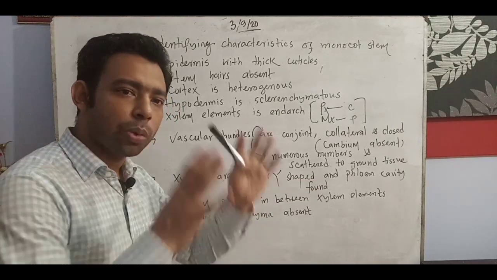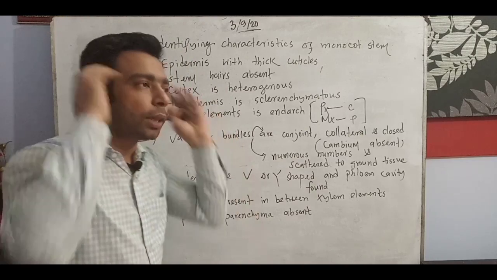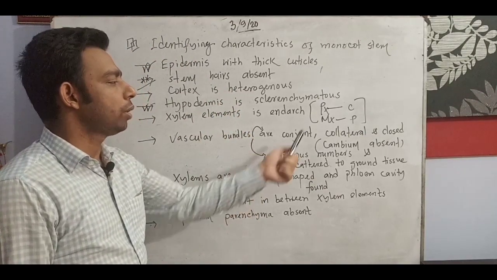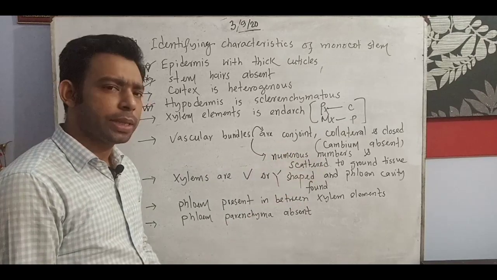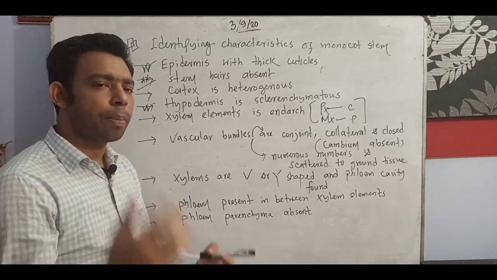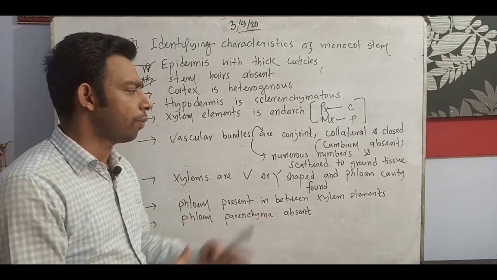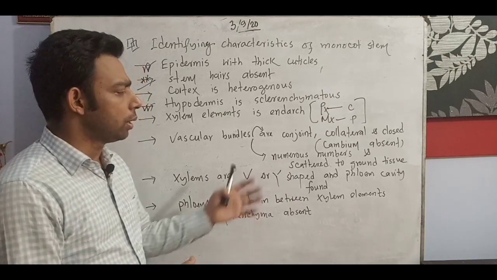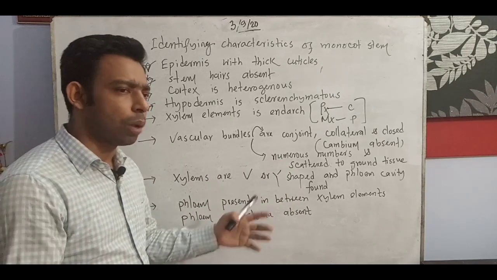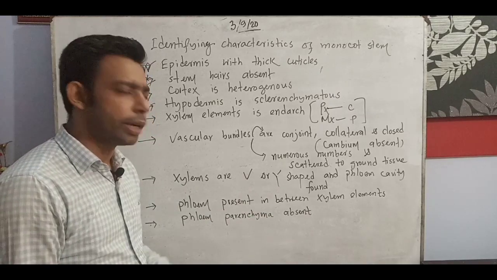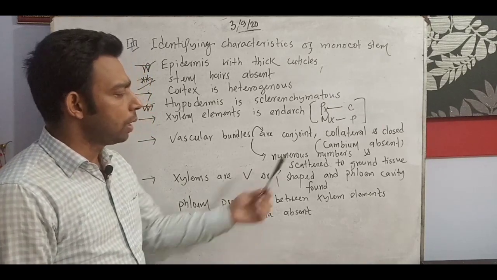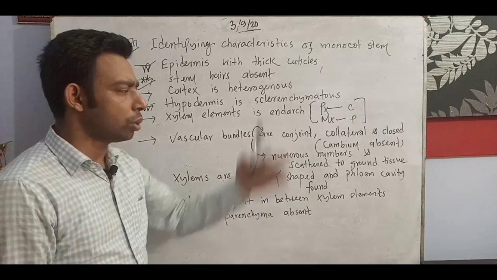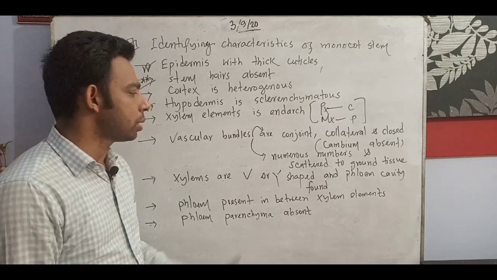Vascular bundles, my dear students, think of the figure we have drawn: conjoined, collateral and closed, cambium absent. When you find these identifying features, the numerous number is counted and scattered in the ground tissues. That means they are numerous throughout the ground tissue system, not only for the endodermal layer, they are scattered through the ground tissue systems.